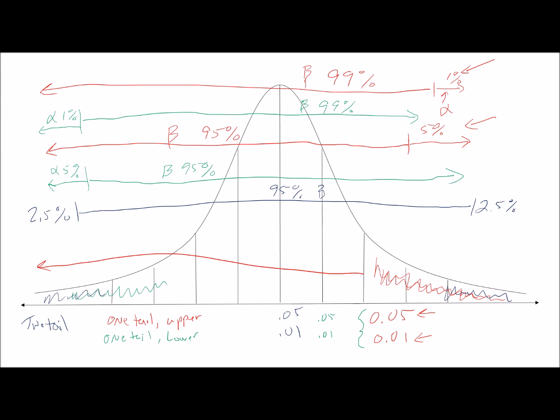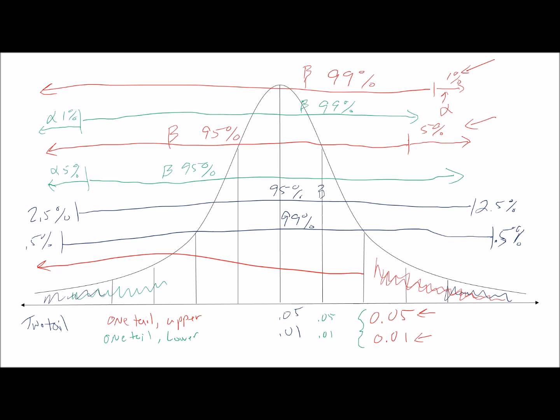Now if you go with a 1%, well, now we're only looking at 0.5% on the lower tail and 0.5% on the upper tail. So we've taken our 1% and we split it on the lower tail and the upper tail, which allows the beta to stay consistent here at 99%.